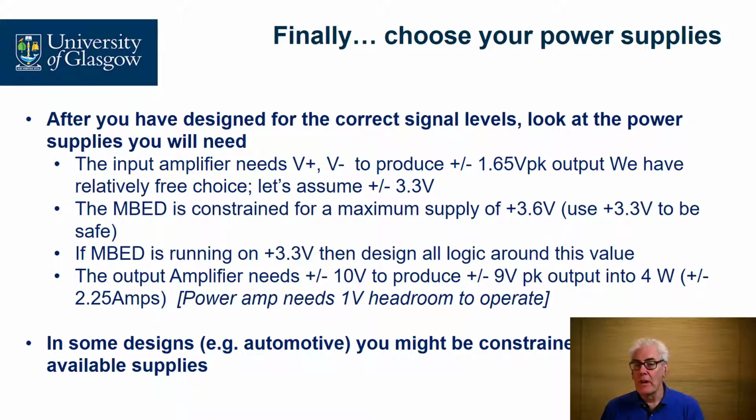We know the output amplifier will need to produce plus or minus 9 volts peak to produce 4 watts. And I have assumed here that the output amplifier requires an extra 1 volt between its maximum output level and its power supply to operate. So we now have power supply for the input amplifier of plus and minus 3.3 volts. We have a power supply for the output amplifier of plus or minus 10 volts. So we have now completed our design.